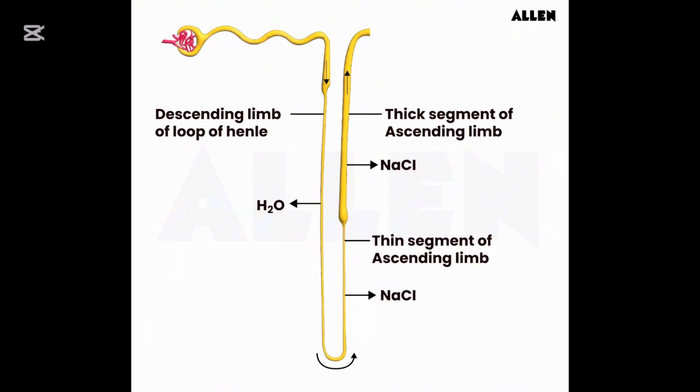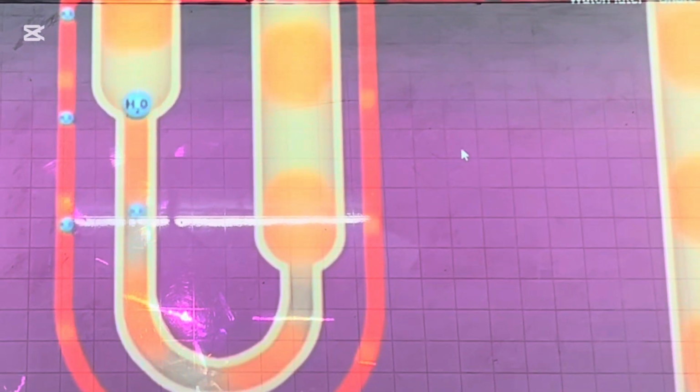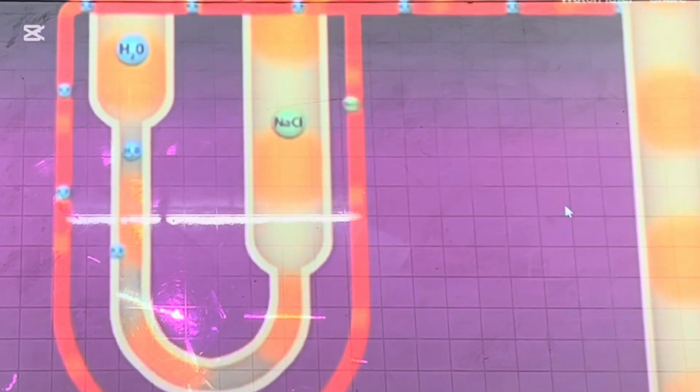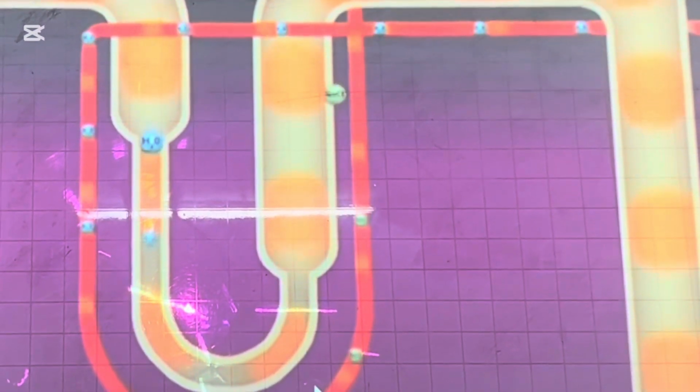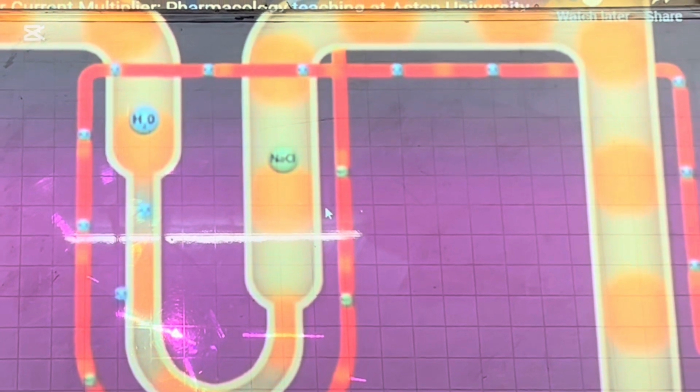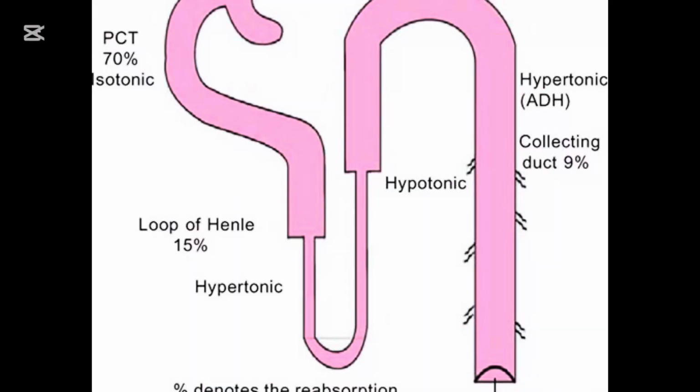Regarding the ascending limb, the entire length of the ascending limb is impermeable to water, preventing further loss of water, and it is highly permeable to solutes. Which means it will allow solutes to be removed from the filtrate into the interstitial medullary fluid, and if needed, they can enter the bloodstream. This difference in properties of the descending and ascending limb results in different tonicity. The filtrate inside the descending limb becomes hypertonic, and in the ascending limb, it becomes hypotonic.